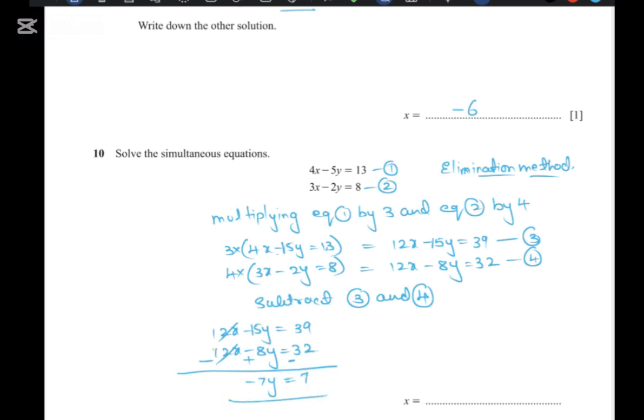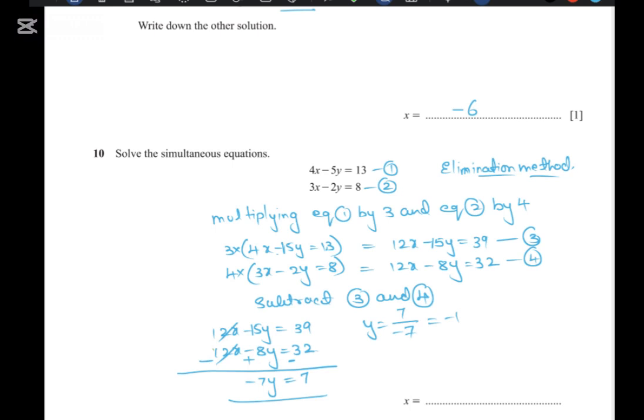So that means you can take now y is equal to, bring the minus 7 to the denominator, because we need to find the value of y. So 7 by minus 7 is equal to minus 1. So that is the y value we got.